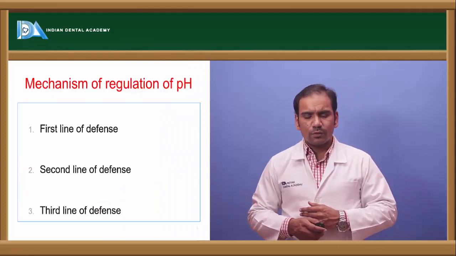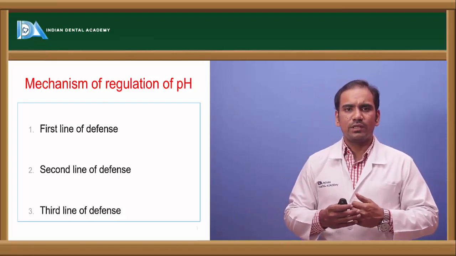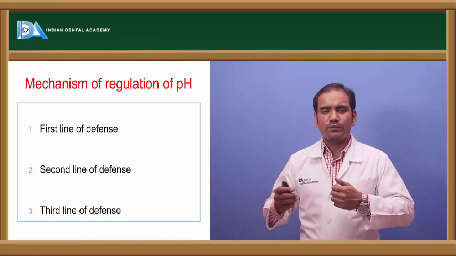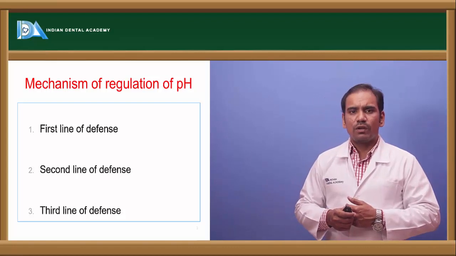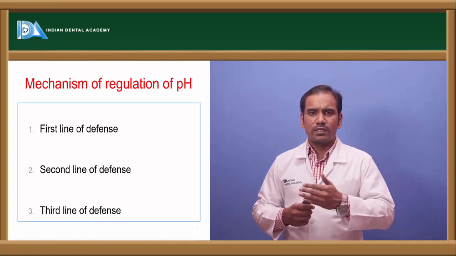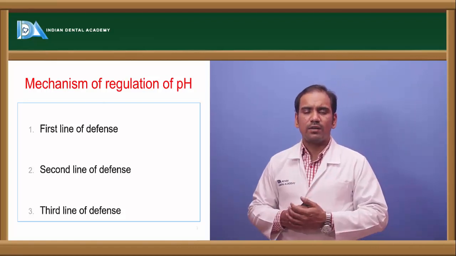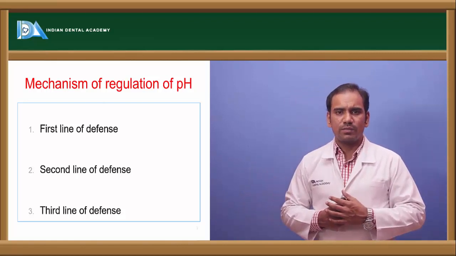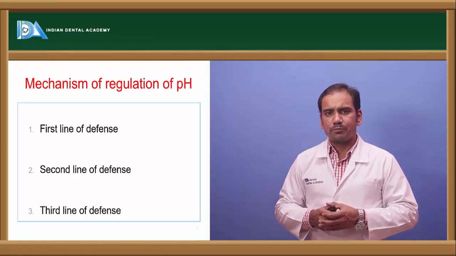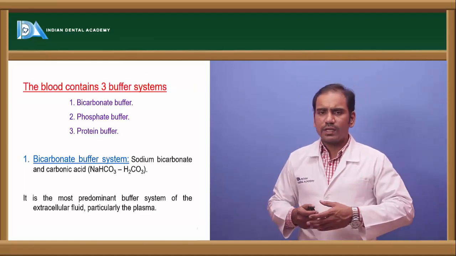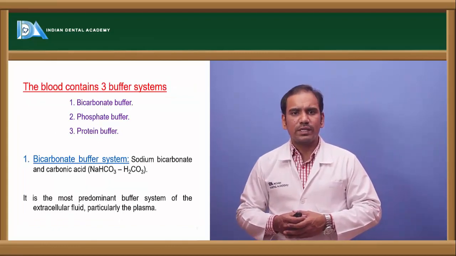Now, our aim is to maintain the plasma pH within the range of 7.35 to 7.45. In order to maintain the pH within the normal range, we require some mechanisms. Those mechanisms can be classified into three types: first line of defense, second line of defense and third line of defense. These three defensive systems are responsible for maintaining the blood pH within the normal range. What is the first line of defense? The first line of defense is nothing but blood buffers.